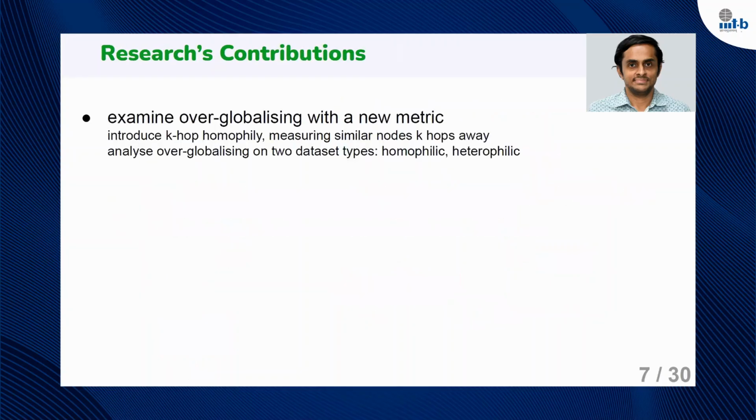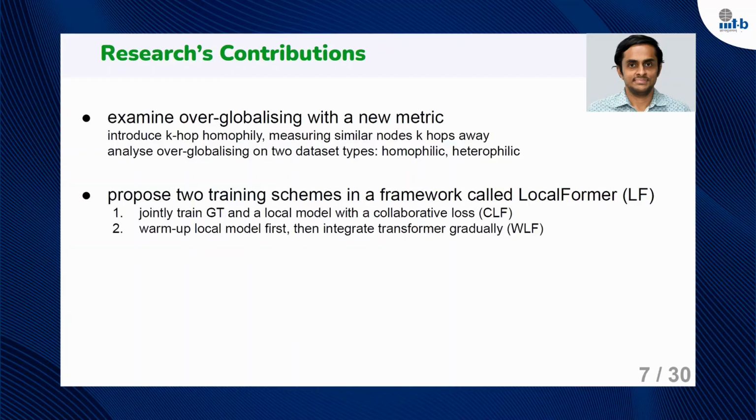Okay, so this slide summarizes all the contributions of this research. The first contribution is we examine this phenomenon with a new metric that we propose. We call it the K-hop homophily metric. We'll see what homophilic and heterophilic graphs are in the upcoming slides. This metric measures similar nodes K-hops away. We want to analyze the attention distribution with the proposed metric. If the distribution aligns with the metric, then we say it's good for the task. Otherwise, it's not good for the task.